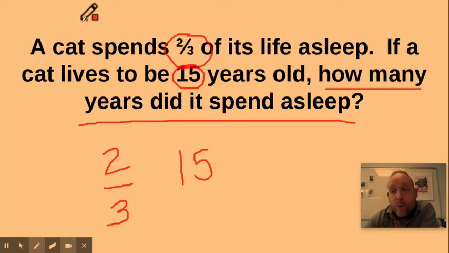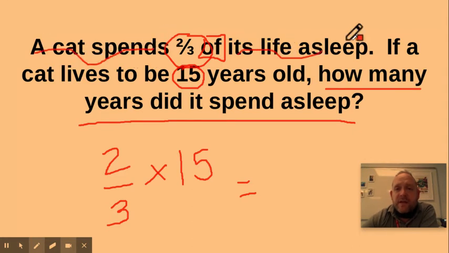So how do I know what operation I'm going to use? A cat spends 2/3 of. If I see the word of along with a fraction, that means we are doing multiplication. If you see 2/3 times the multiplication symbol and then something else on the other side, you can use the word of when you see that multiplication sign. So if I take 2/3 and multiply it by 15, my answer should be how many years that cat slept.